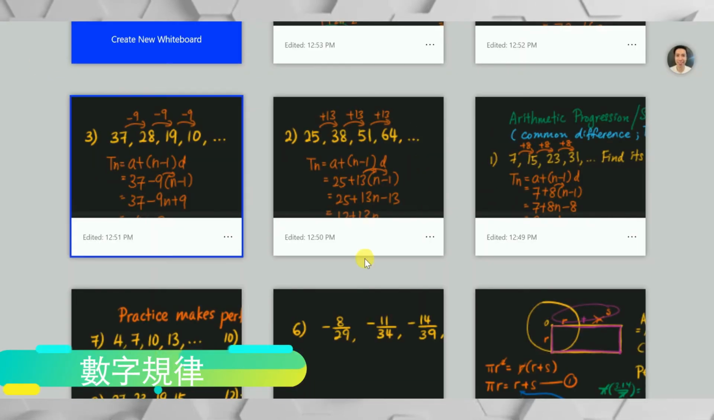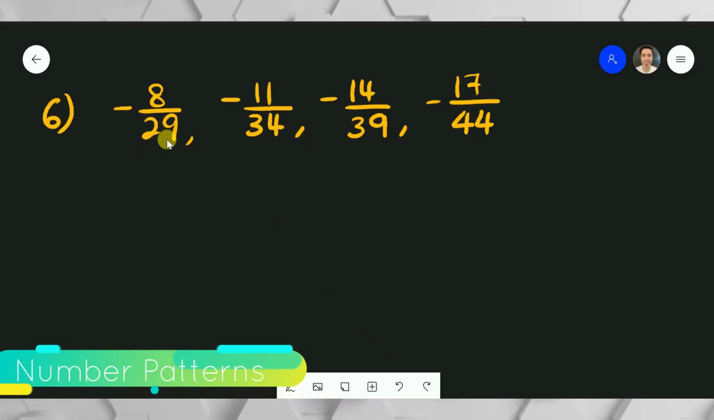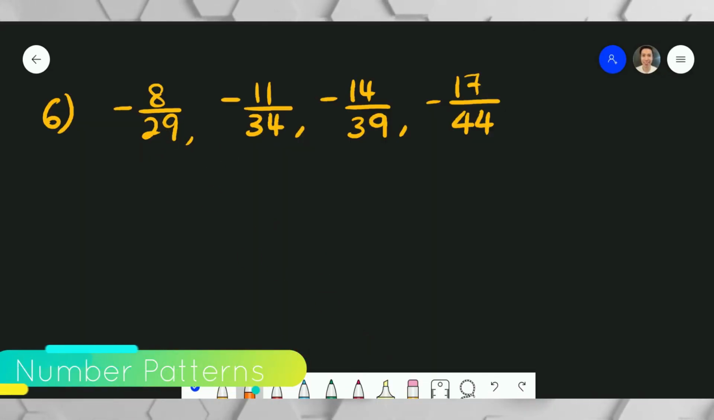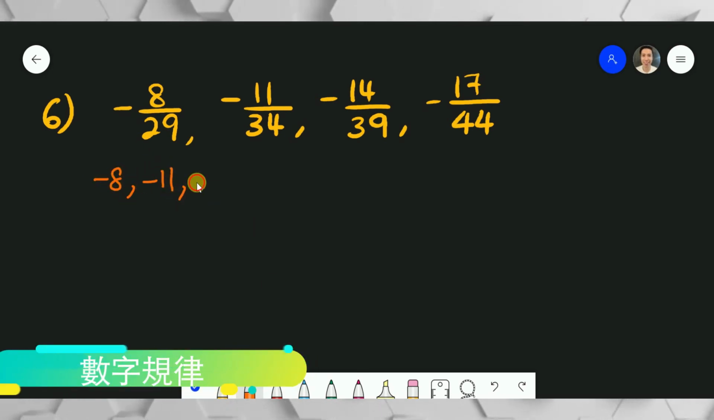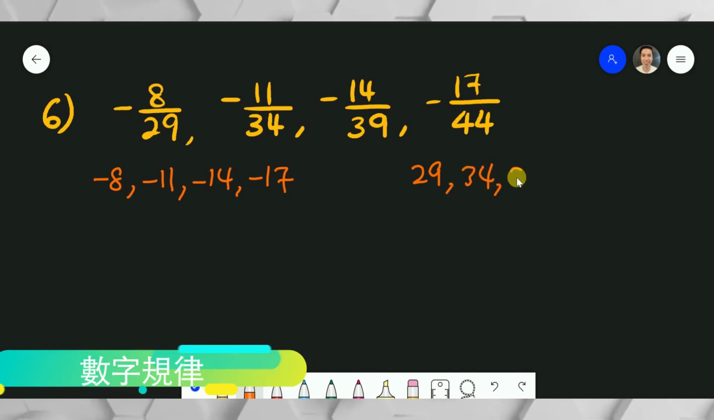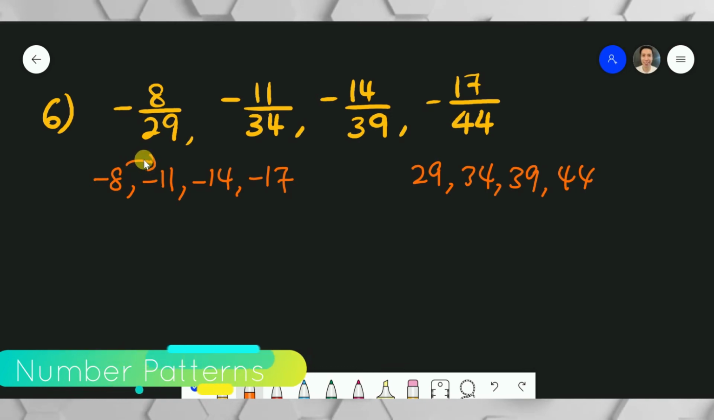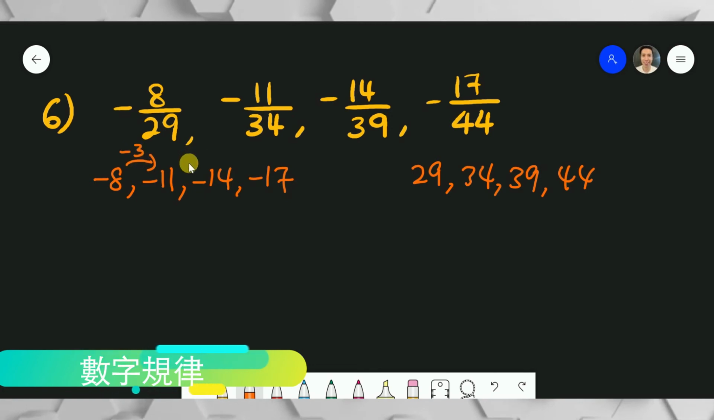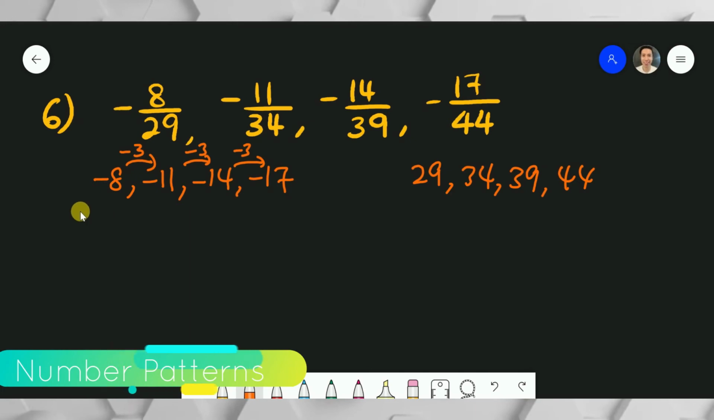Alright, so our last example here, let's see question number 6. Okay, so same step. We can split the numbers into two parts. So first of all, we can write -8, -11, -14, and -17, right? And then the second part is the bottom numbers here. So 29, 34, 39, and 44. Okay, so we find a common difference. We can take -11 minus -8. So we know that it's -3, right? So here is -3 as well. -14 minus 3 is -17.